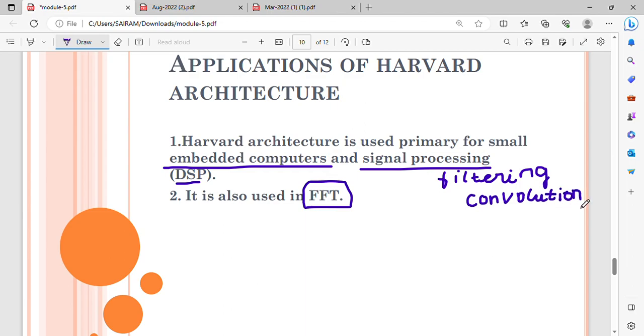So with respect to FFT, wherever you require arithmetic and multiplication operations, memory access and heavy data flow through the CPU. What does FFT require? It requires multiplication and arithmetic operations, and it also requires memory access and heavy data flow through the CPU. So that is why it is used in DSP as well as FFT.